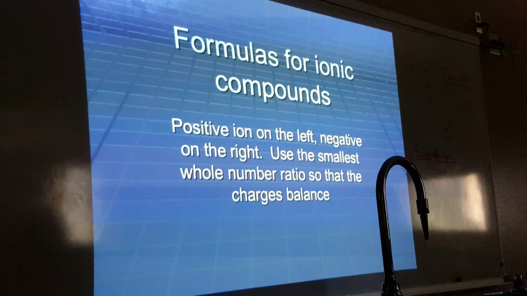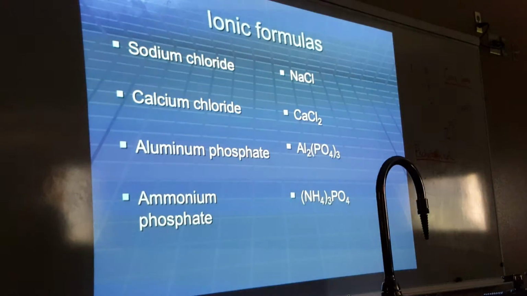Formulas for ionic compounds. This is just what I'm talking about. You always, by custom, write the positive ion on the left, the negative ion on the right. And you use the smallest whole number ratio so that the charge is balanced. So what's my next slide? Here's some examples. Okay. Sodium chloride is obvious. They're +1 and -1.